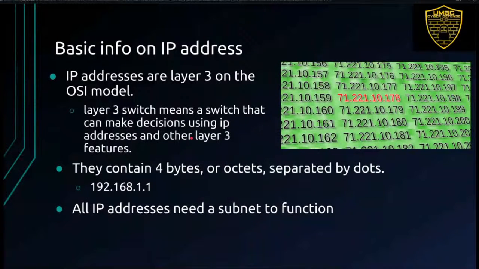So IP addresses are layer 3 on the OSI model. And a layer 3 switch, as I had mentioned, means that it can make decisions based on IP addresses and other layer 3 features. Each IP address, at least for IPv4, which is all we're going to be worrying about, contains 4 bytes or octets separated by dots. I'm sure you recognize this. Each number is from 0 to 255, and all IP addresses need a subnet to function.